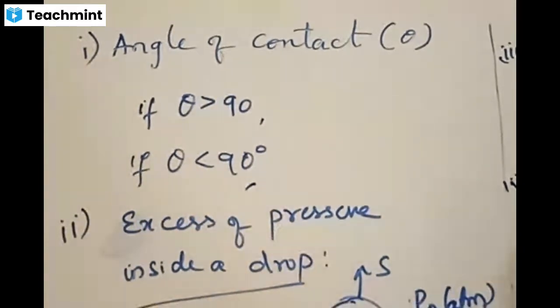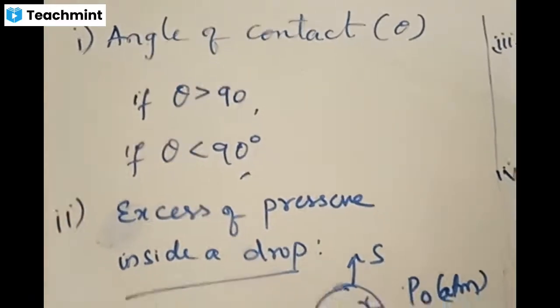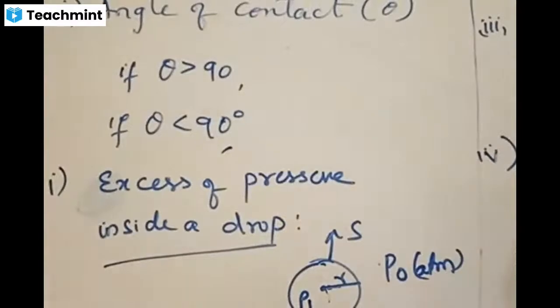And excess of pressure: what do you mean by excess of pressure? It is more pressure inside a drop, so you should know what a drop is. Depending on the angle of contact, we get a drop and a bubble. Drops and bubbles are spherical surfaces, and inside a drop you get some more pressure. There is a formula for excess of pressure inside a drop, and then excess of pressure inside a cavity, sorry, inside a bubble. Drop and bubble are two things we check, and after that we talk about capillarity. These are the four things we discuss.